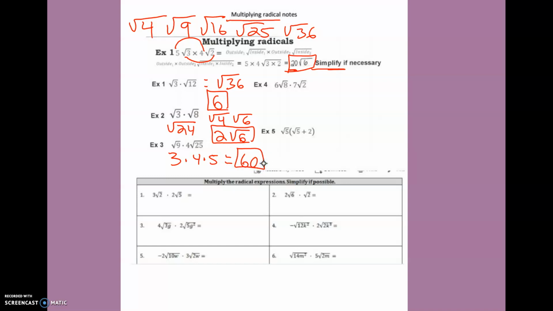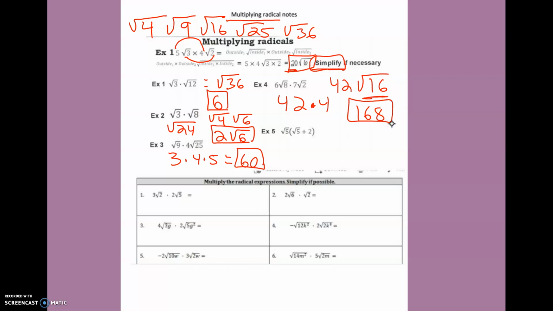All right, let's do 4 and 5. Notice on 4 and 5, they have outside and inside numbers. So the outside, 6 times 7 would give me 42. 8 times 2 gives me 16. Now my job is to simplify that. Hey, 16 is perfect. Let's take care of that. So the 16 will come out as a 4. And then 42 times 4 is 168. Okay.